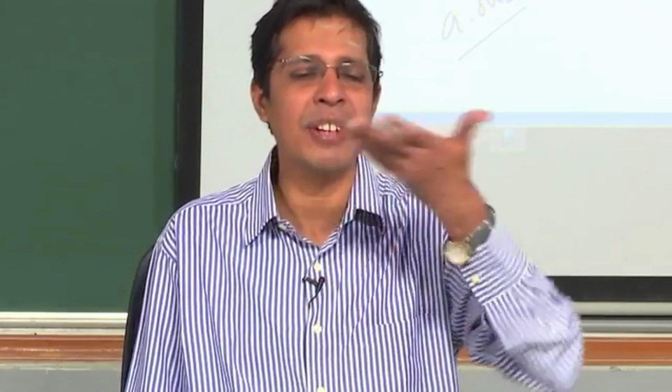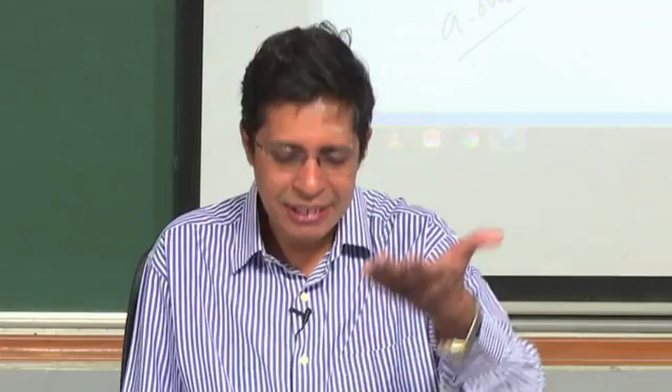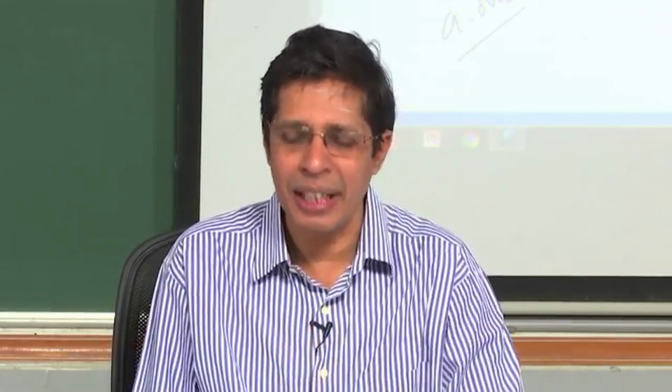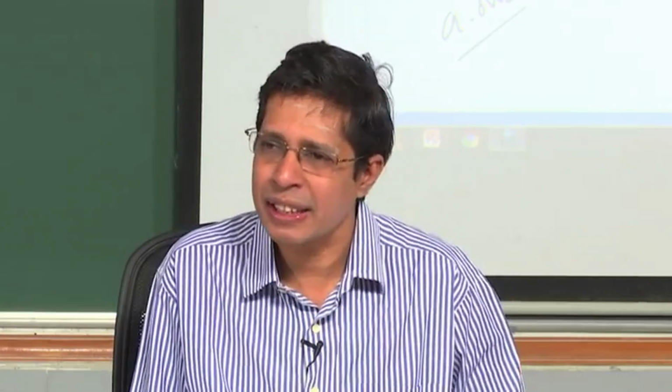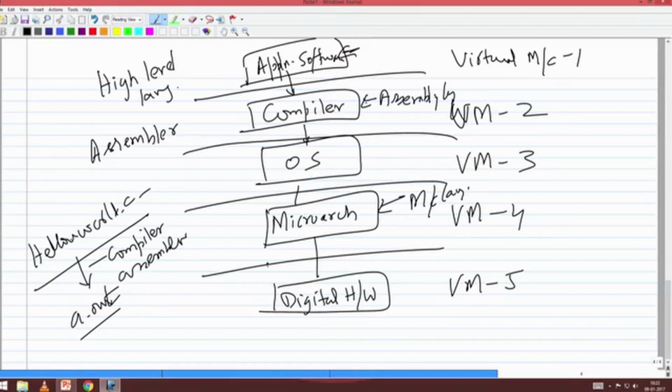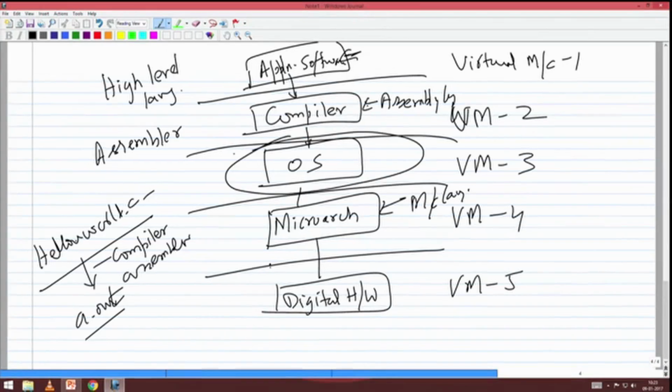At the highest level, I have a very high level of abstraction, and as I go down, the level of abstraction comes down, and finally you land up with ones and zeros, which your microarchitecture will execute. Intermediately, there is one layer called the operating system.